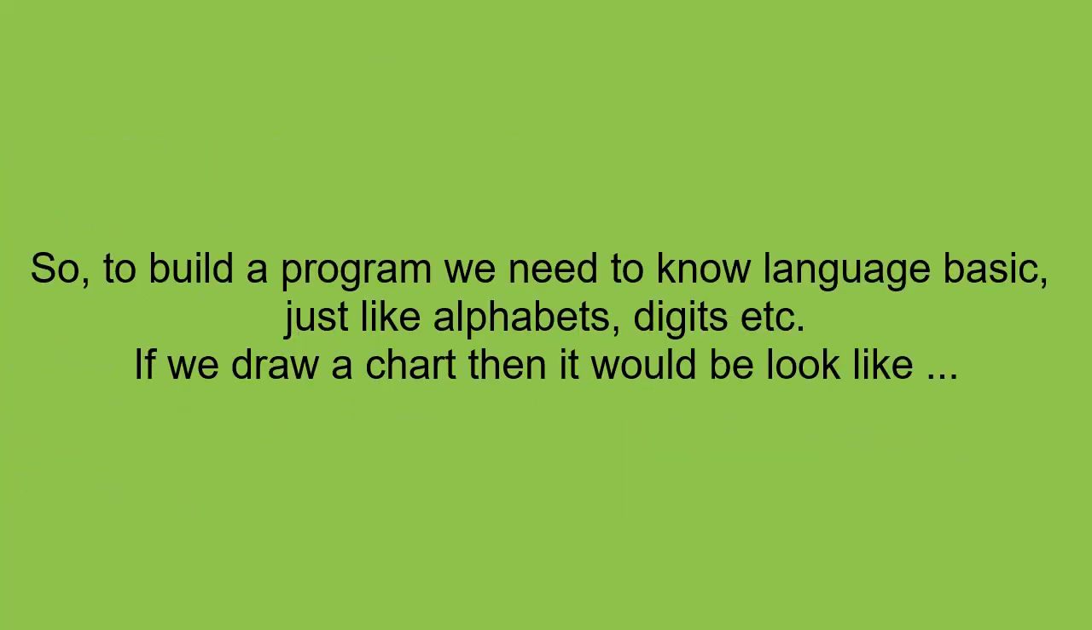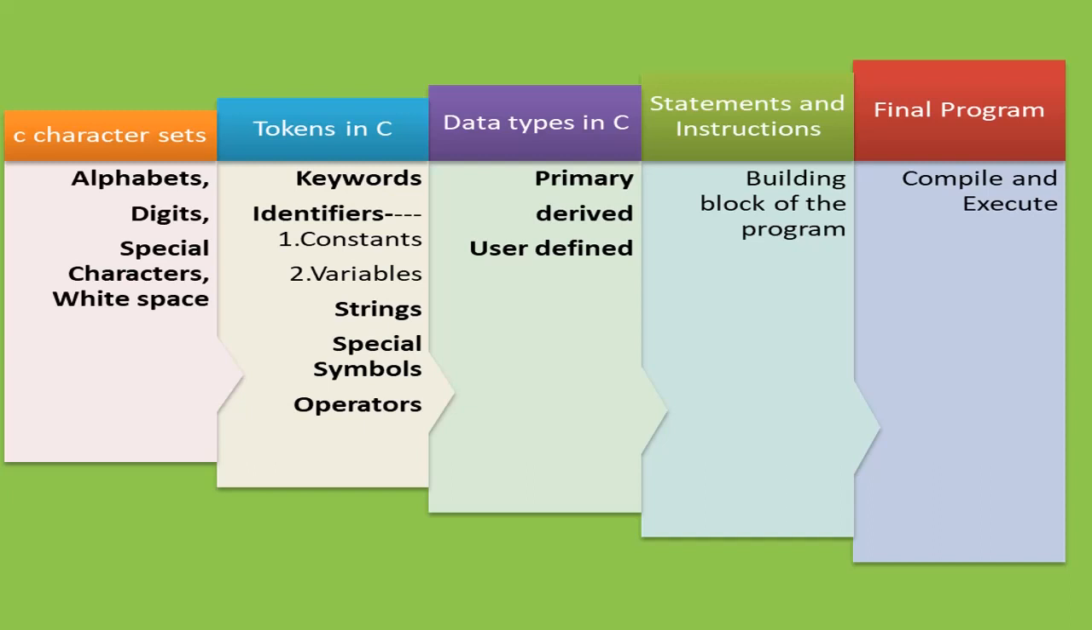So our primary target is to understand language basics. There are some alphabets, digits, keywords, identifiers present in the C language. We need to know all those things before we can write the program. We try to compose all fundamental things in a chart. Here it is. This chart comprises C character set, tokens in C, data type in C, statements and instructions, and finally the program.